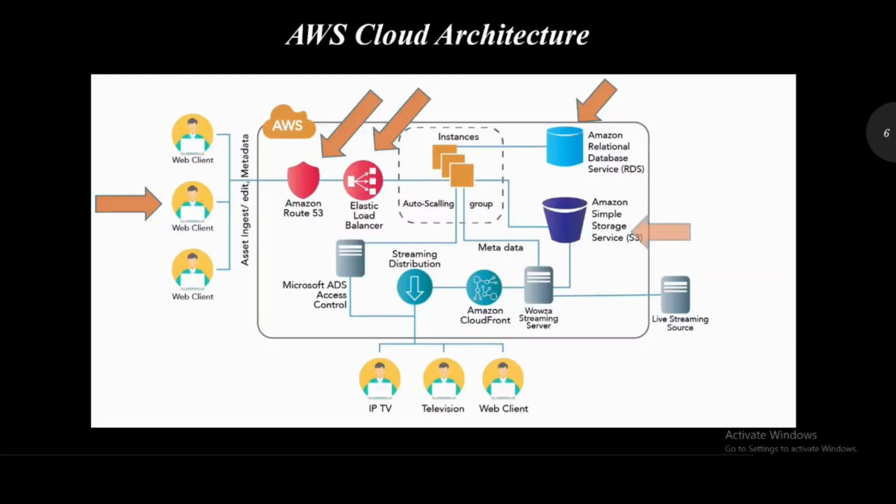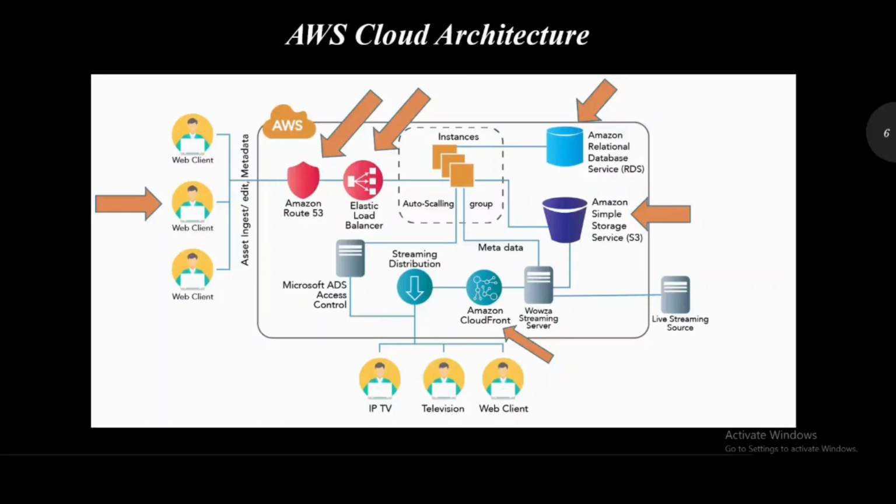Next is Amazon Simple Storage Service. It is a cloud object storage service provided by AWS that offers scalable, secure, and durable storage for various data types. Next is Amazon CloudFront. Amazon CloudFront primarily serves as a content delivery platform for websites. It delivers various types of content such as static, dynamic, and streaming content using a global network of locations.